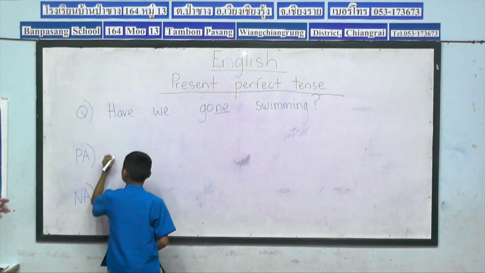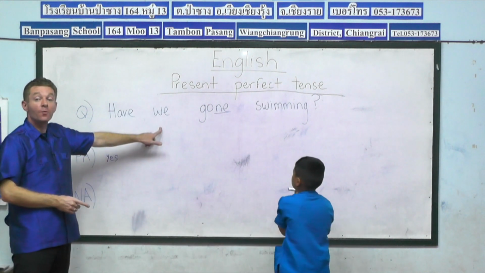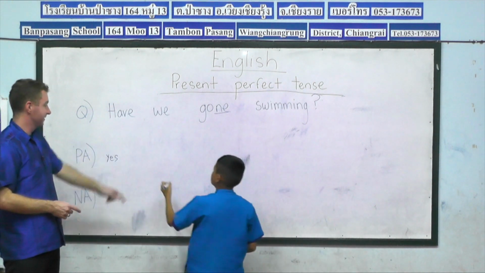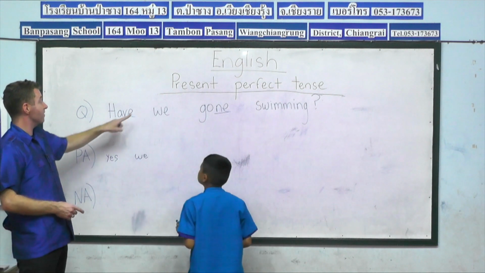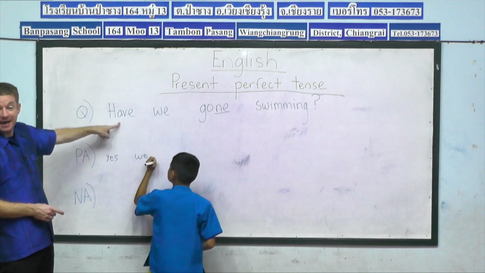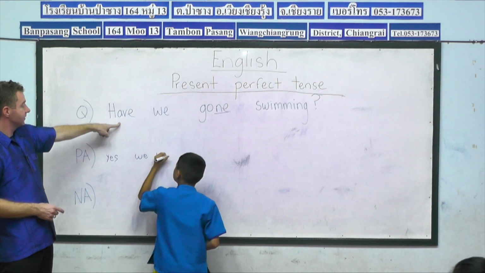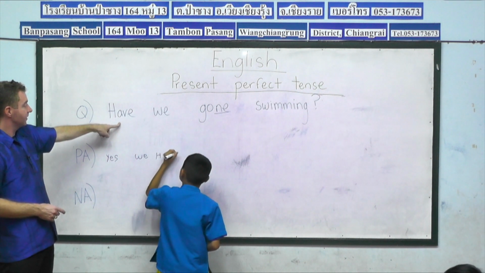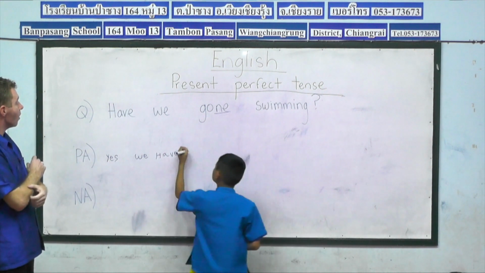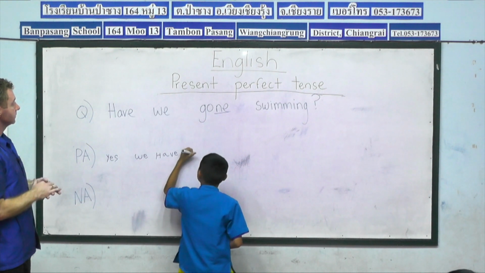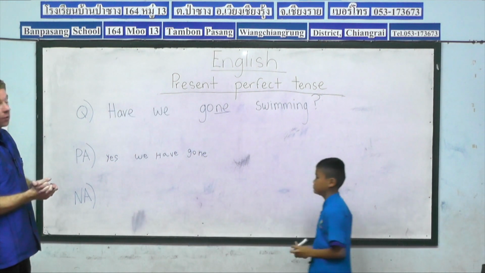Y-E-S. Yes, we, and then we swap we with have. Yes, we have. And then the verb in the past tense, gone, G-O-N-E. Finally, the activity, the sport, swimming.